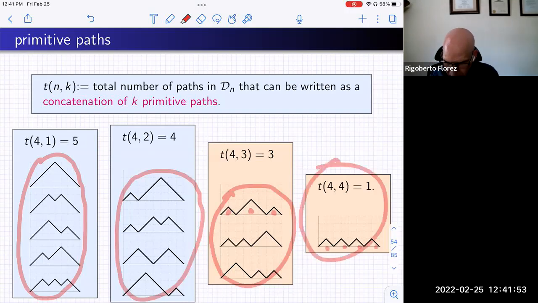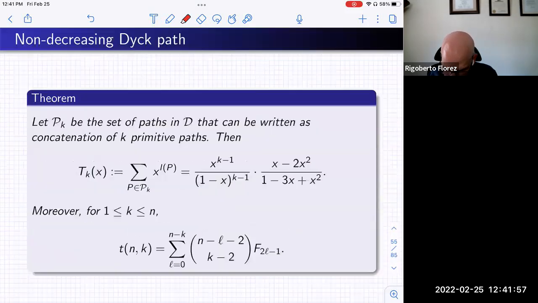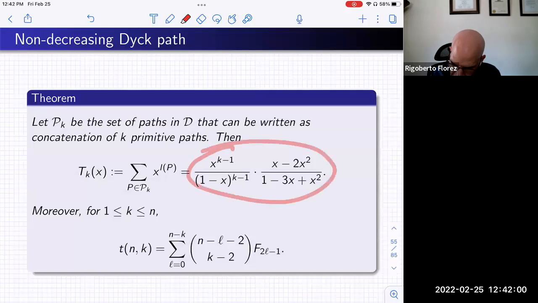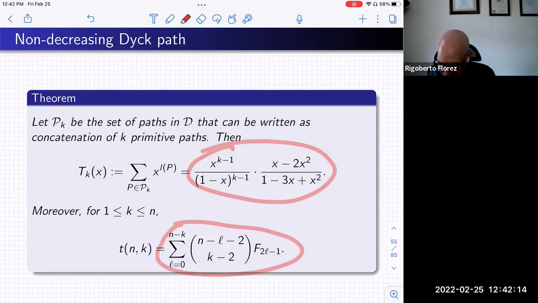Okay, we answer this using generating functions. Here is the generating function. How is the generating function constructed? Just working with a similar decomposition, we obtain the generating function, and then we obtain, I'm going to say, a closed formula, but this is not quite correct. This is just using binomials and Fibonacci.